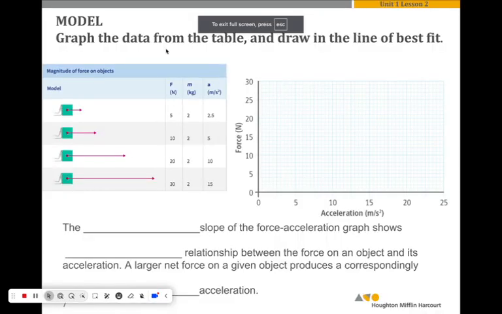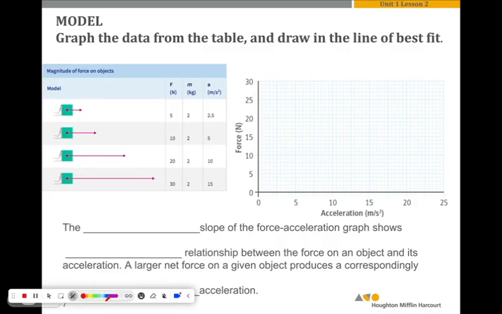Okay, let's create a model for this. Graph the data and draw a line of best fit. So when the force is 5, a 2 kilogram mass will accelerate in the positive direction to 2.5. So go up to 5 and over to 2.5.